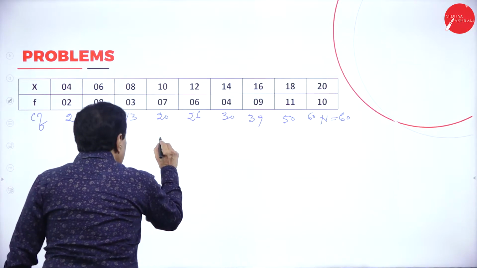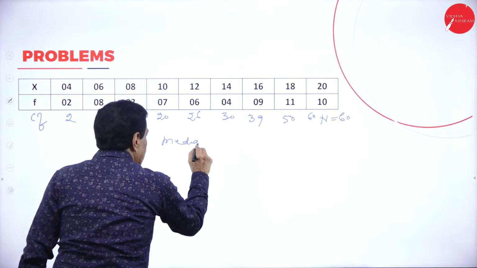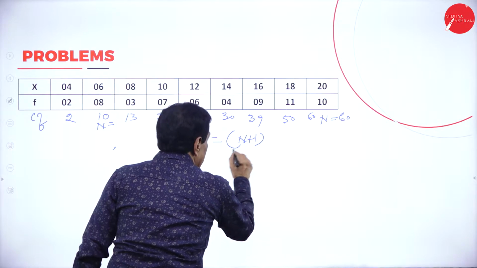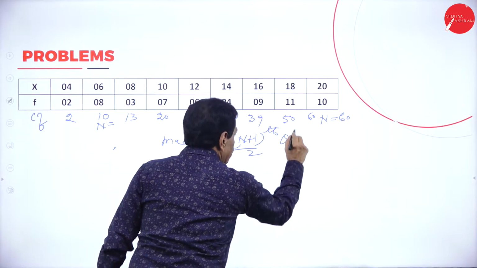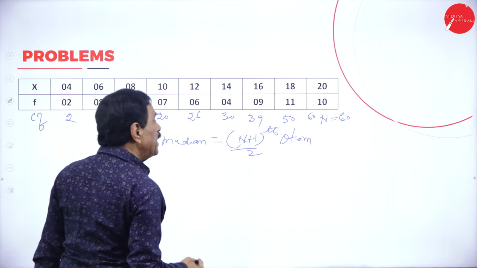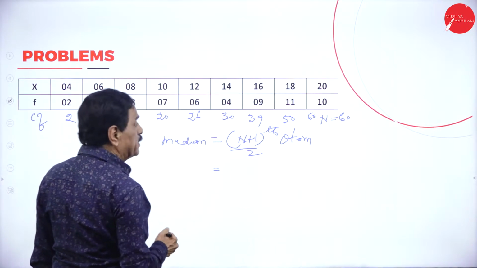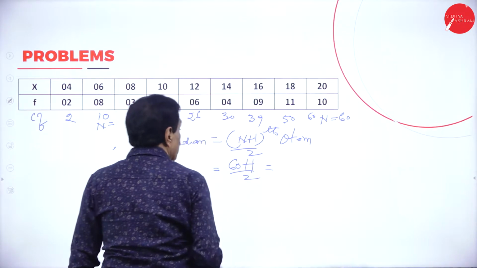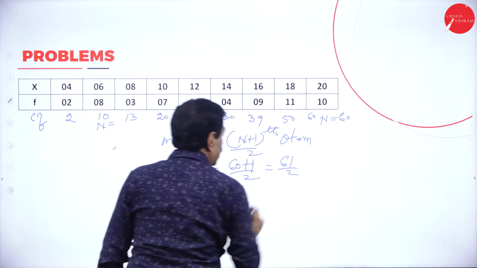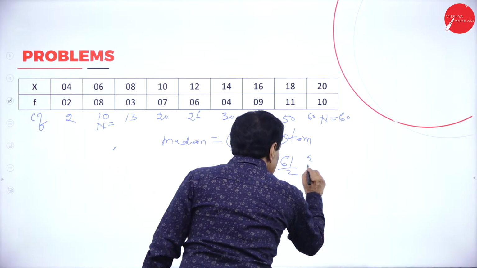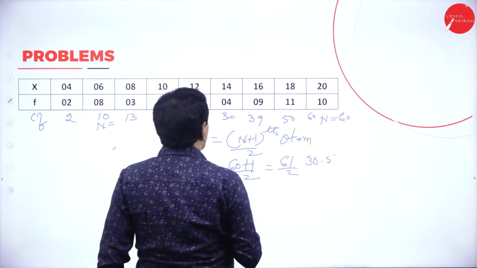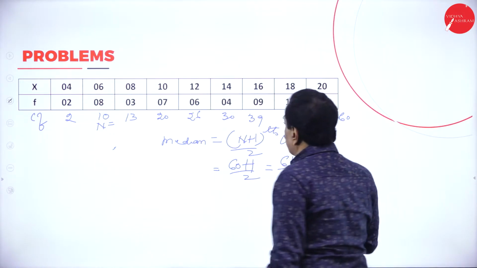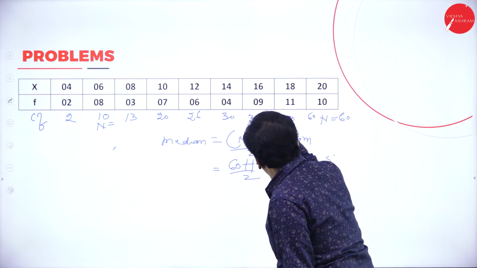So, median is equal to, what's the formula? N plus 1 divided by 2th item. What's your n? Number of frequency is 60. 60 plus 1 divided by 2. It is 61 divided by 2, which is 30.5. Find 30.5 in CF. So 30.5 will come under 39.